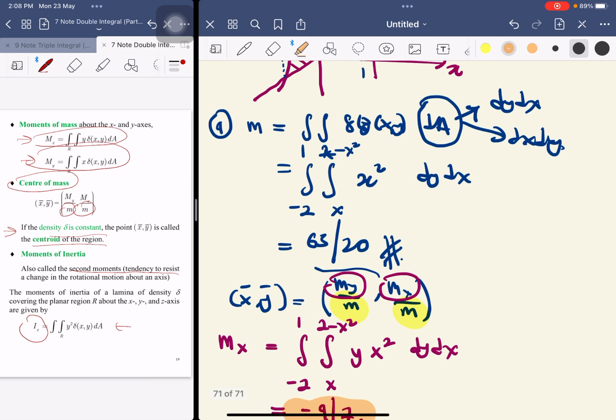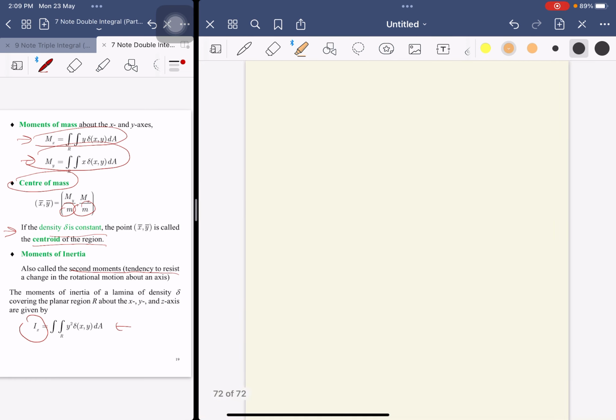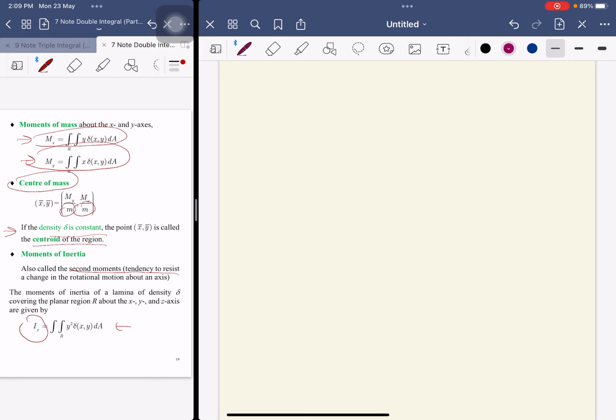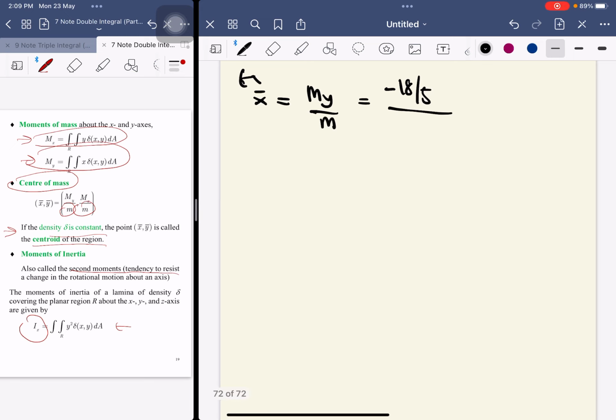Since we have figured out the mass as well, now it's the final step in order for us to get the center of mass. The center of mass that we are looking for is actually x bar, y bar. The x bar is given by My divided by m. The My that we calculated just now is -18/5, divided by the mass that we calculated in part A, which is 63/20. If you solve for this part, you're going to get -8/7.